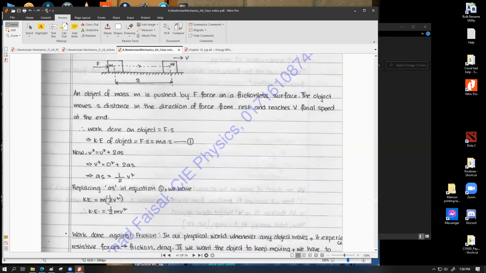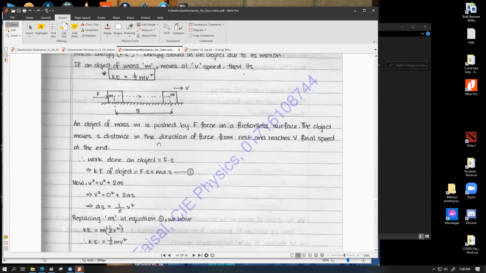I'll still look into the syllabus, but I just gave this proof to the kids so that they can understand where this half came from. When the kids ask me, "Sir, where did this half come from?" the answer is that it is just the mathematical definition of kinetic energy, half mv square. So what is happening over here?